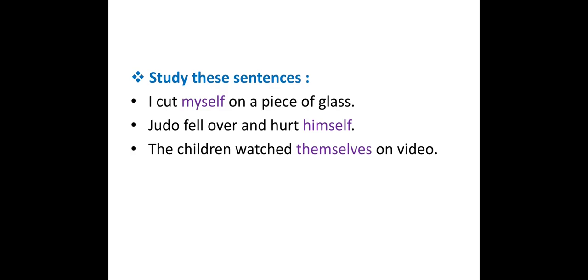So Judo and himself, both subject and object, are one person, so we use a reflexive pronoun. Here I have marked the reflexive pronouns in a different color in the sentences. Myself, himself, themselves, these are called reflexive pronouns.